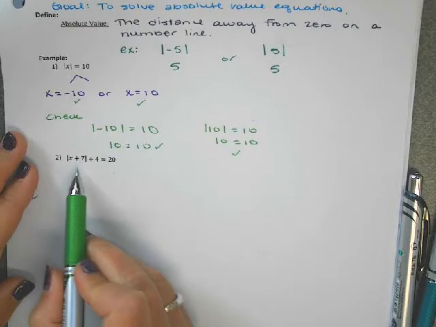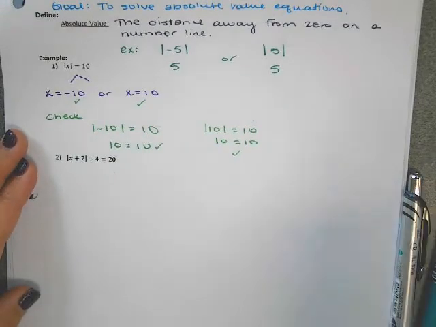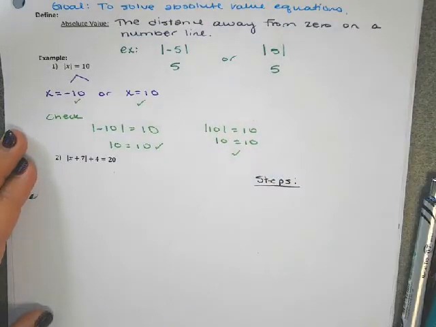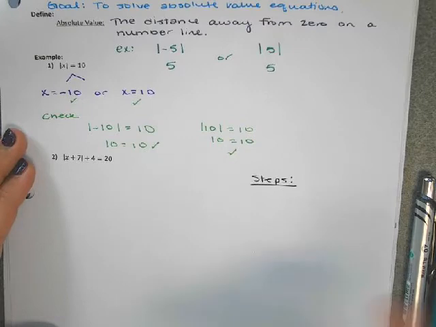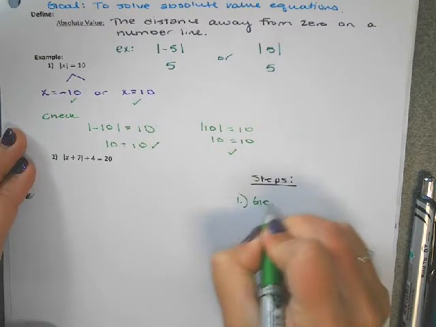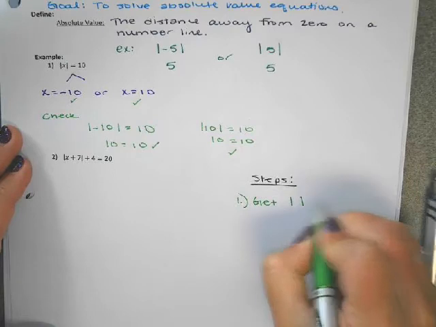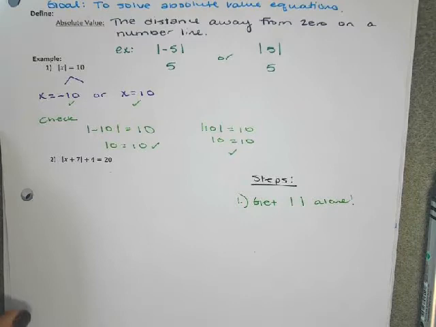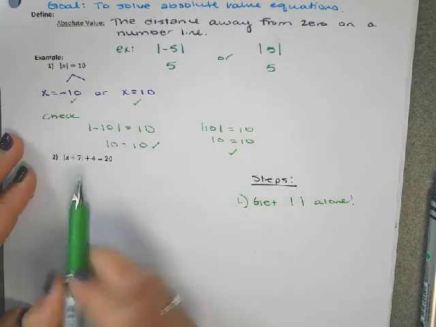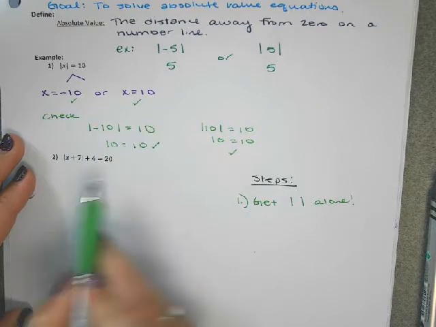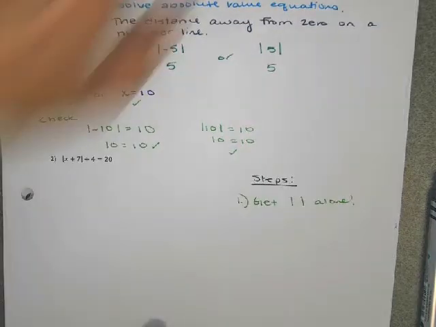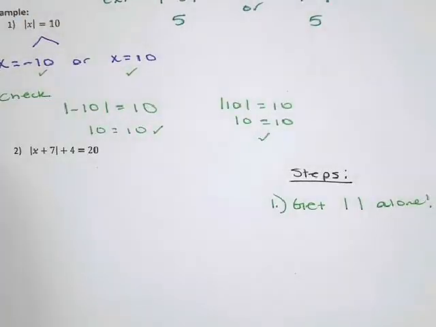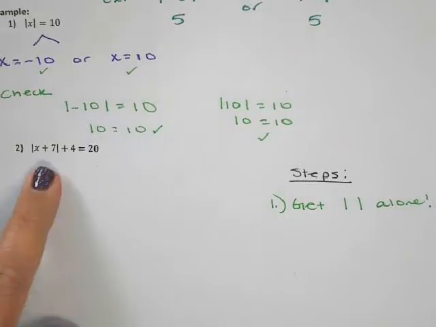All right, so the first step that we have to go about, we'll write our steps off to the right, and we'll actually do them off to the left. So our first step is to get the absolute value brackets alone. So what am I going to do over here to get the absolute value brackets by itself? What's happening to them right now? Adding 7 on the inside.